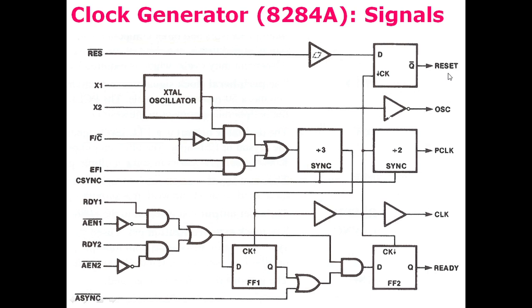So this is a reset. This is also connected with the reset input of the 8086 or 8088 microprocessor, and this circuit generates a ready output which is also connected to the ready input of the 8086 and 8088 microprocessor. This is the clock, that is, in case of 15 megahertz of the crystal, the clock signal is 5 megahertz. This is connected to the clock signal of the 8086 and 8088 microprocessor, and this is the oscillator output which is connected to another 8284A clock generator in case of a multiprocessing environment.